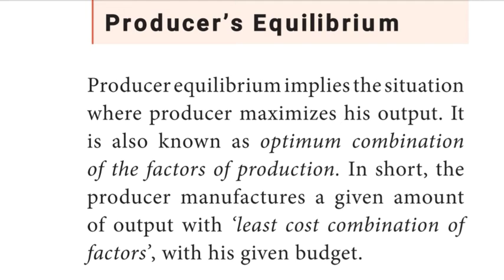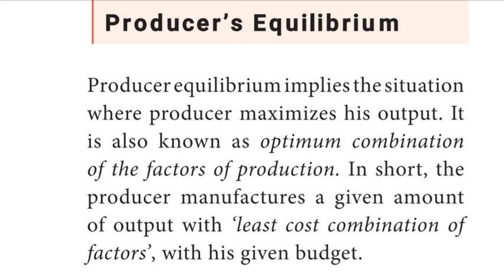The producer maximizes his profit and produces a given level of output with the least combination of factors. This least cost combination of factors will be optimum for him. Here, producer equilibrium implies the situation where the producer maximizes his output. It is also known as the optimum combination of the factors of production.